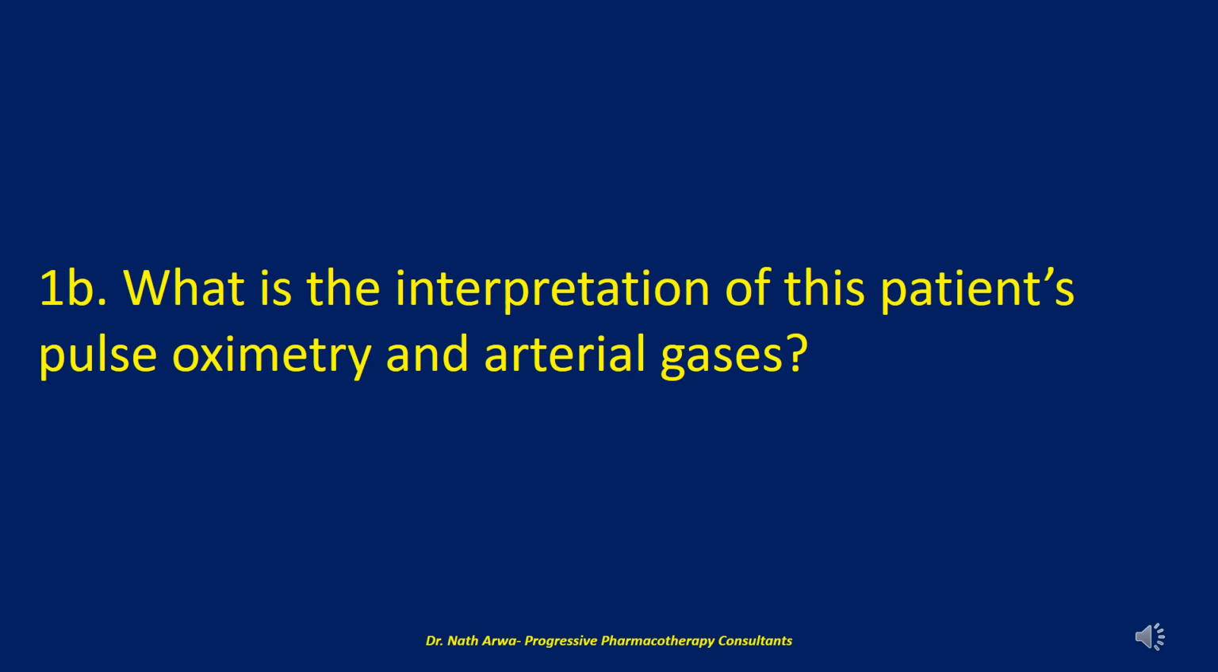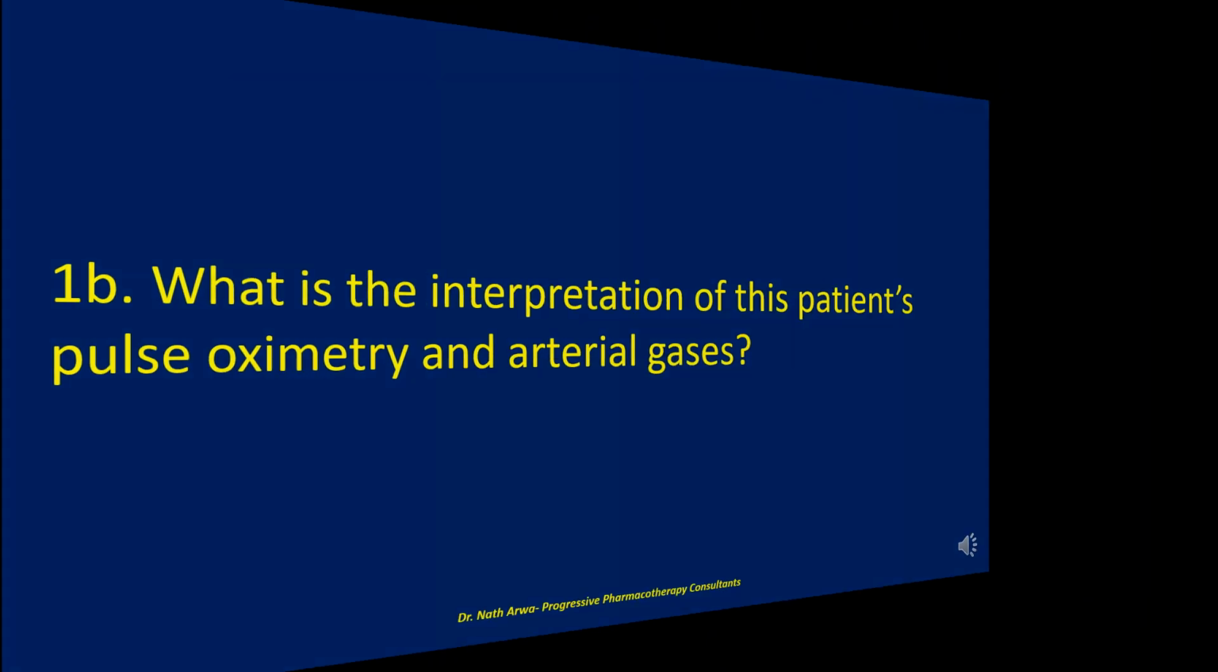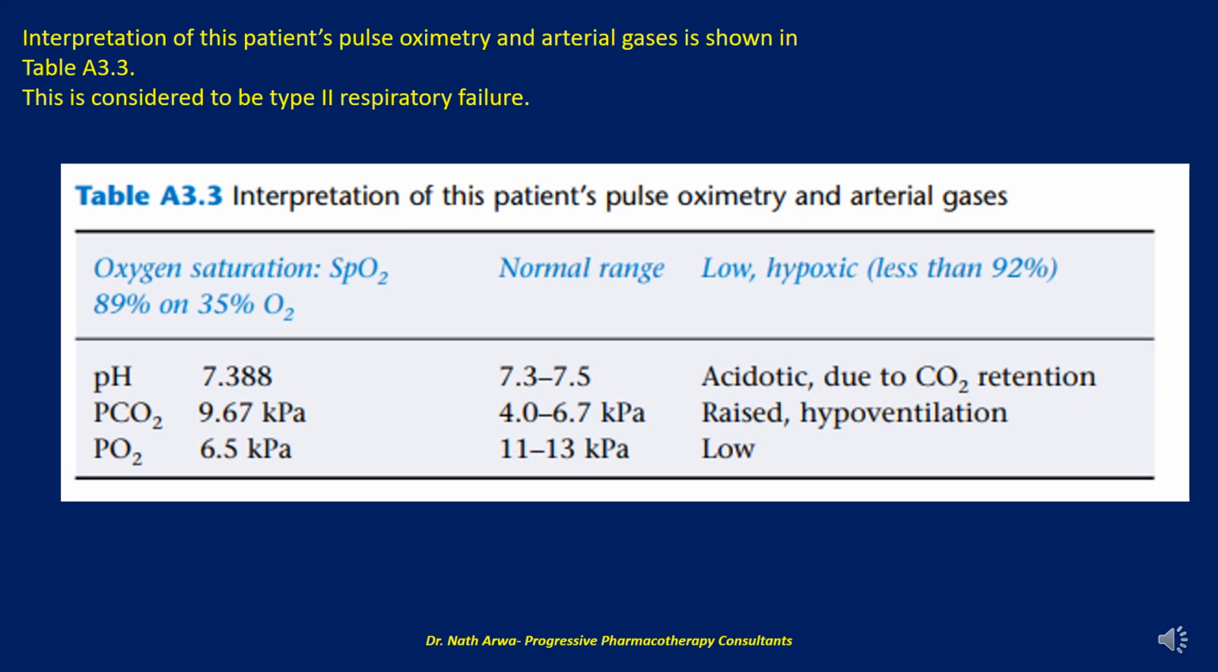Question 1b reads, what is the interpretation of this patient's pulse oximetry and arterial gases? Pause the video and carefully scrutinize Table A3.3, interpretation of this patient's pulse oximetry and arterial gases, before proceeding to the next slide.